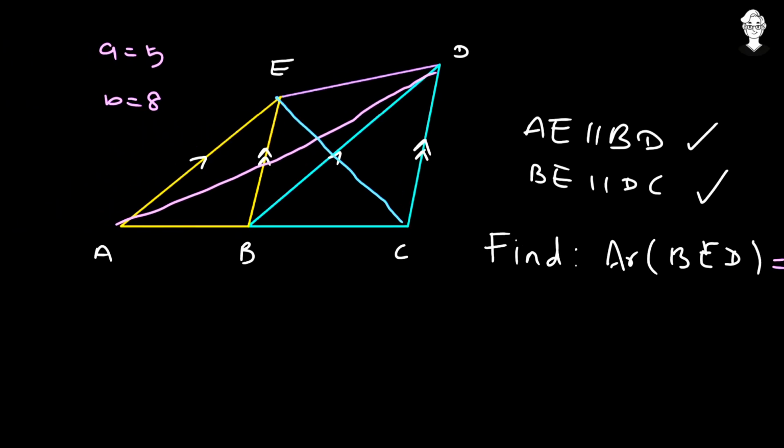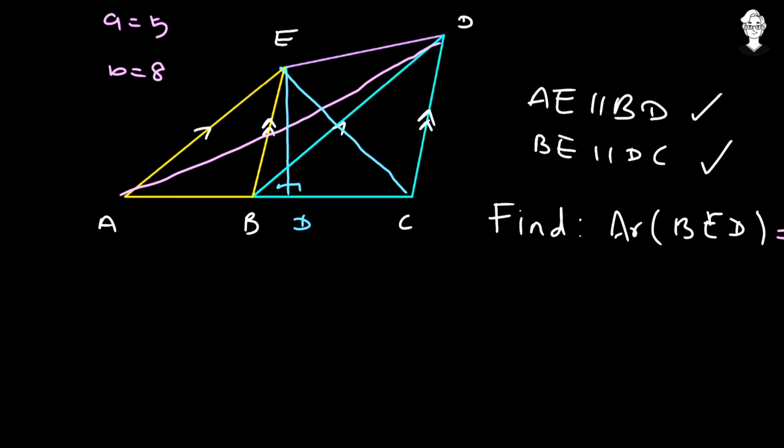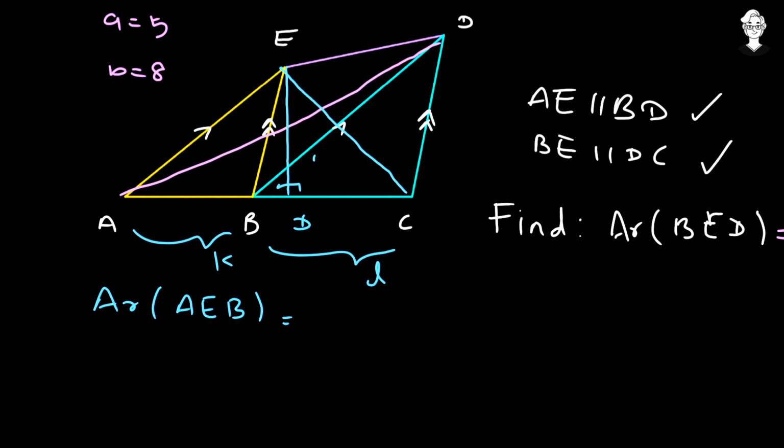So let this be the height from point E to the base BC, or we can say the whole base AC. I draw a perpendicular and let us name that point D. So if that is the perpendicular, then the area of this particular triangle, triangle AEB. Let us name the bases also. From A to B, let it be K. From B to C, let it be L. And the height, let it be H.